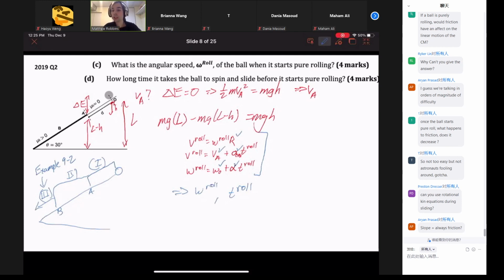Once the ball starts to purely roll, what happens to friction? Does it decrease? When the ball starts to purely roll, friction will be maximized. Hold on, actually, let me back up on that. I don't want to say maximized. Yeah, friction will decrease. There we go. If friction was too high, then we'd start spinning too fast, and then eventually we'd get out of purely rolling motion.